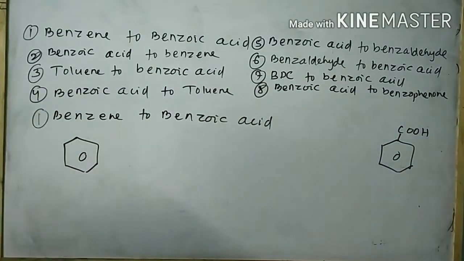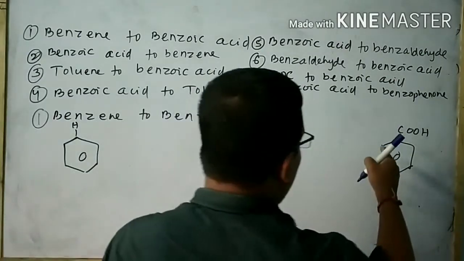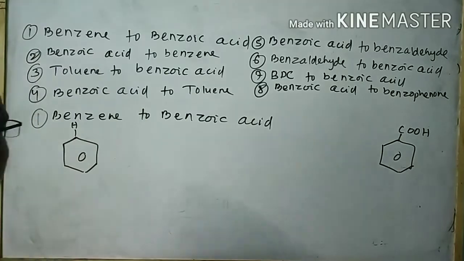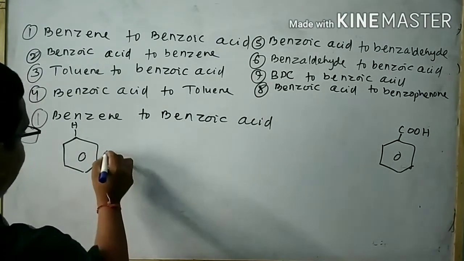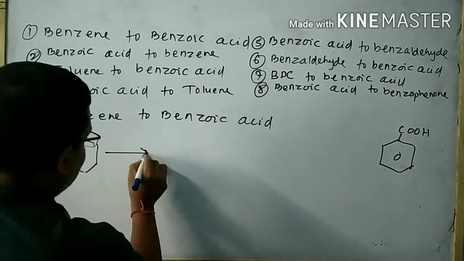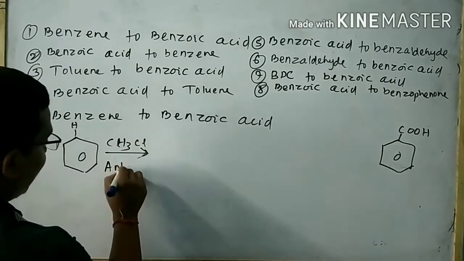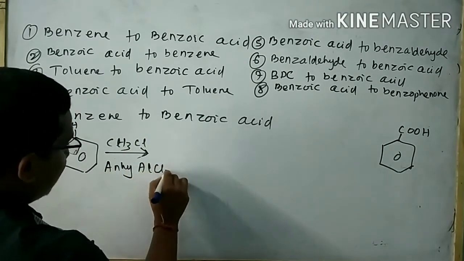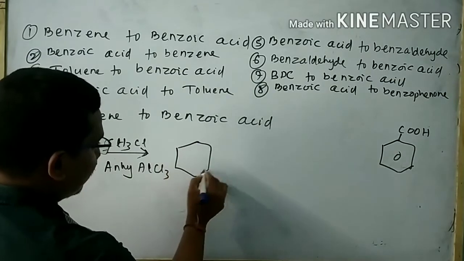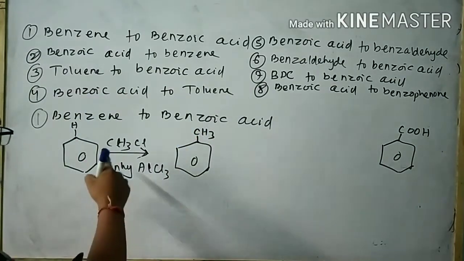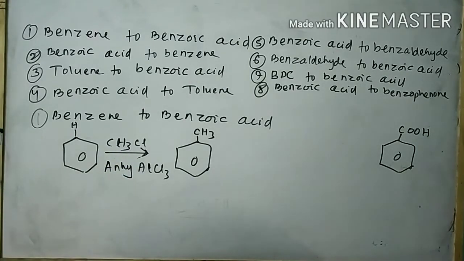Look at that. Here a hydrogen atom is present and the hydrogen atom is replaced by the carboxylic acid. Our aim is to find the benzoic acid from benzene. At first, benzene undergoes alkylation, that is reaction with CH3Cl in the presence of anhydrous AlCl3. Then toluene is formed. That means there is an addition of a carbon atom.